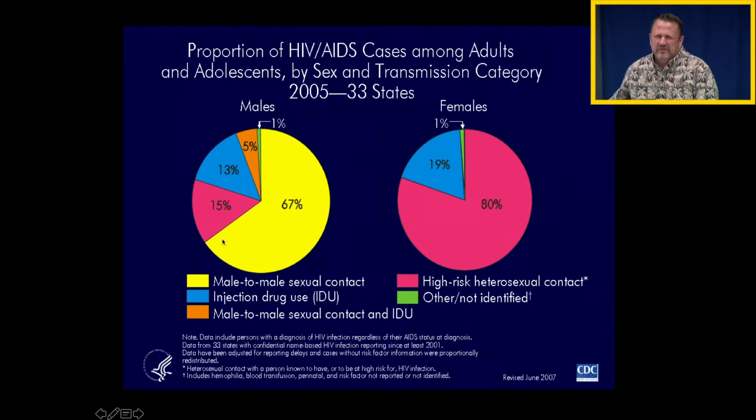This is a comparison of how females contract HIV compared to males. And so I'll draw your attention over here. The most likely way for a female to contract HIV is through high-risk heterosexual contact.